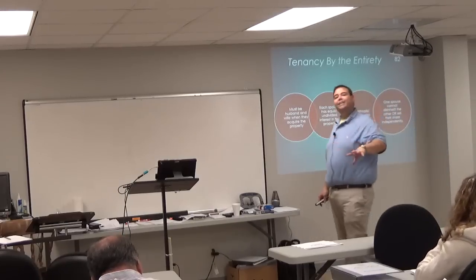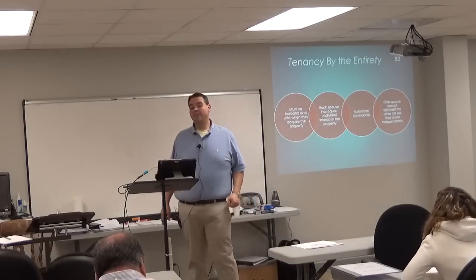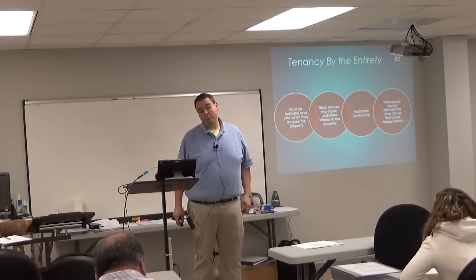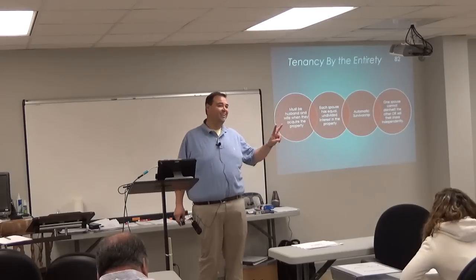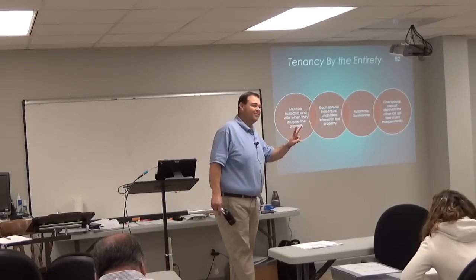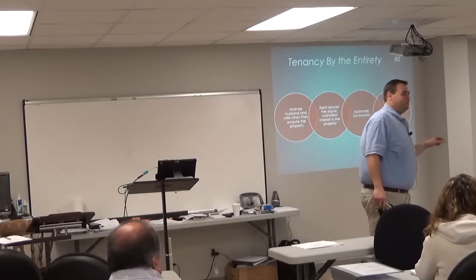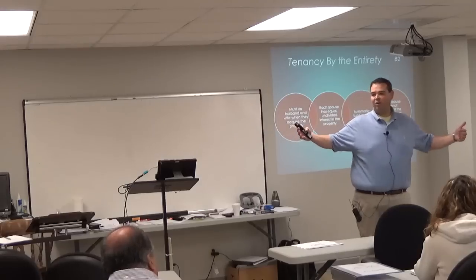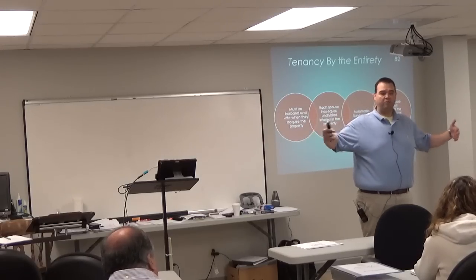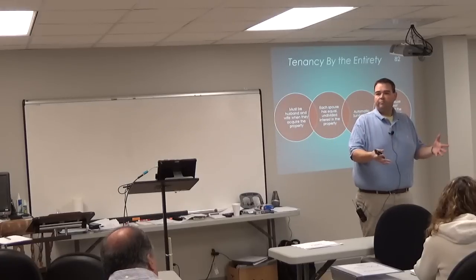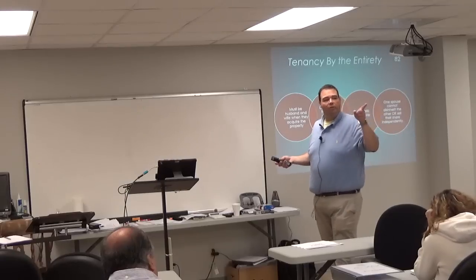The whole idea of tenancy by the entirety is that you have how many owners? It's for married couples, folks. How many owners do you have? We ain't in Utah. There's only two. And what share do they each have? 50%. They're going to be 50-50 owners. Is everybody okay with that? 50% owners, equal shares. Automatic survivorship.